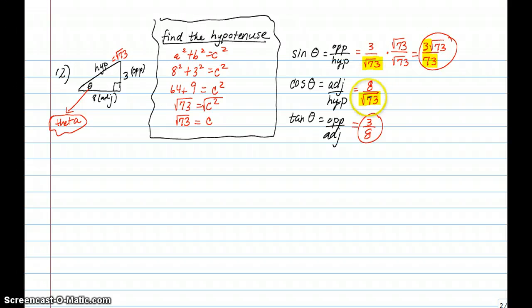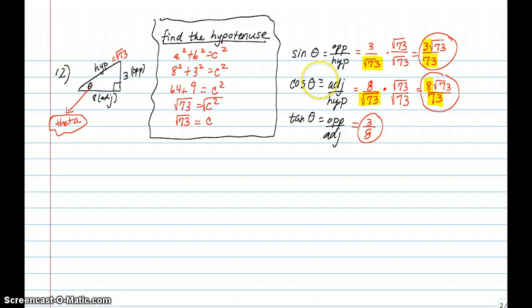Okay, we go back over here. You can't have the square root of 73 in the denominator, so you have to rationalize the denominator. Square root of 73 times the square root of 73 is 73. Whatever you do to the denominator, you must also do to the numerator. So it's 8 times the square root of 73 over 73. And again, 8 and 73 cannot be simplified any further. So this is your final answer for your cosine.